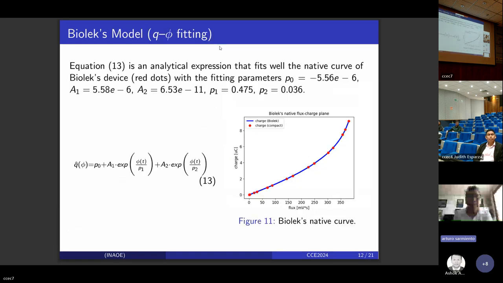So, following our methodology, we first obtain the mapping, the equation in the plane Q phi, which is the plane that describes the model in the original variables that Professor Chua stated. Next, please.